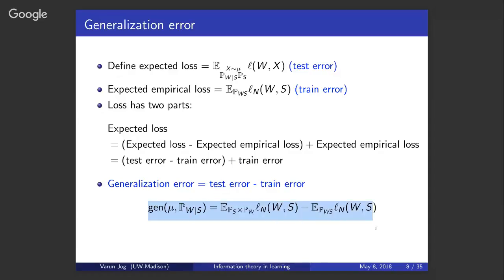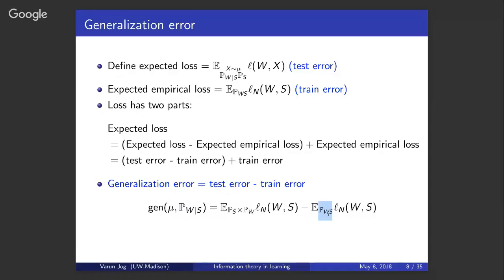All right, so the last line here is essentially rewriting the test and train error, but in an interesting way. It's saying that this error can be written as the expectation of the same function, this ln of ws, but once you take the expectation with respect to the product distribution, so S and W are independent, and once you take it according to the joint distribution.